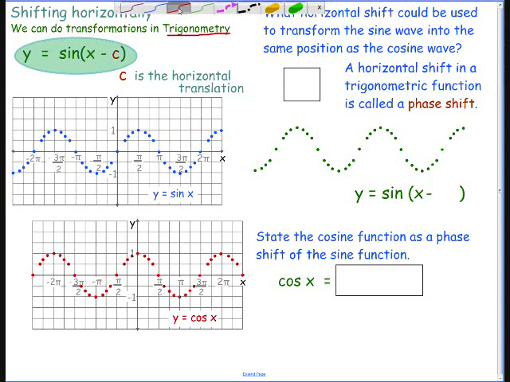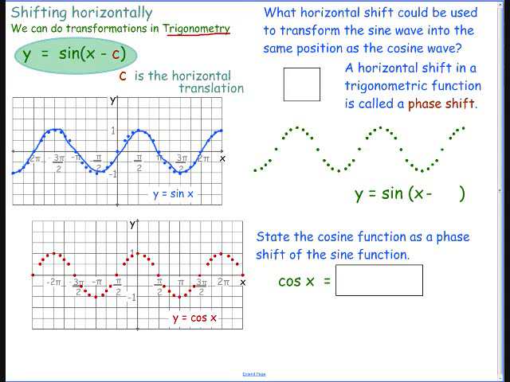Let me draw in the sinusoid here. We've got the parent graph for the sine function. And we're going to consider doing a horizontal shift. So if we want to shift it to the right, we're going to subtract the number of units we want to shift it from our input, our angle measure. What horizontal shift could be used to transform the sine wave into the same position as the cosine wave?